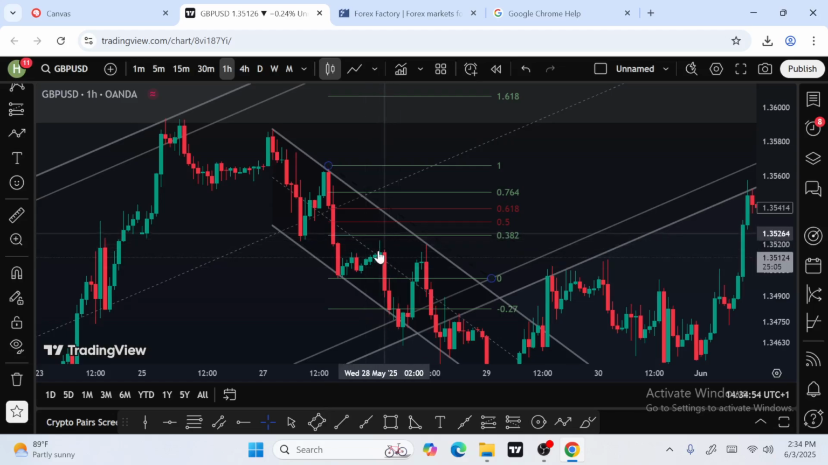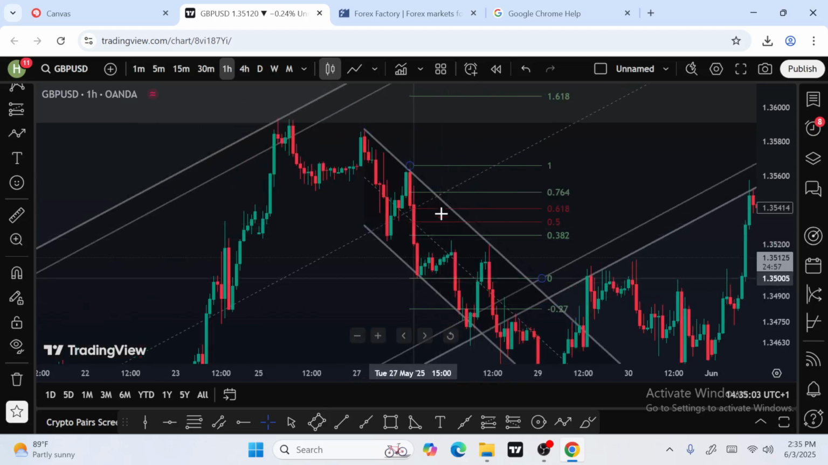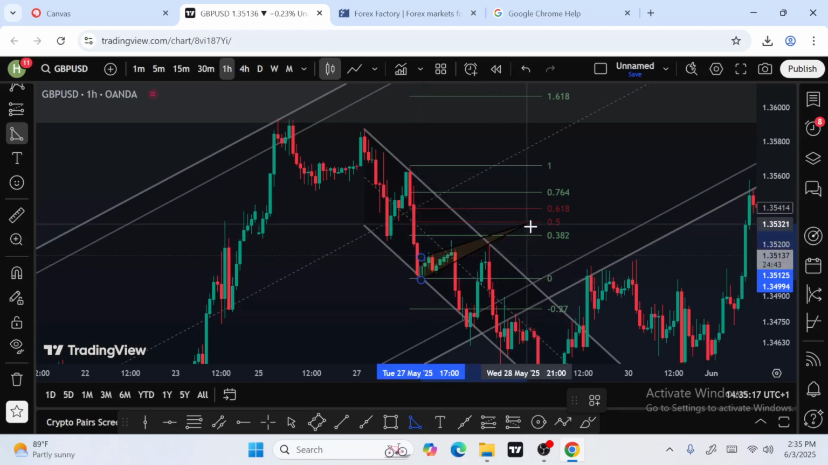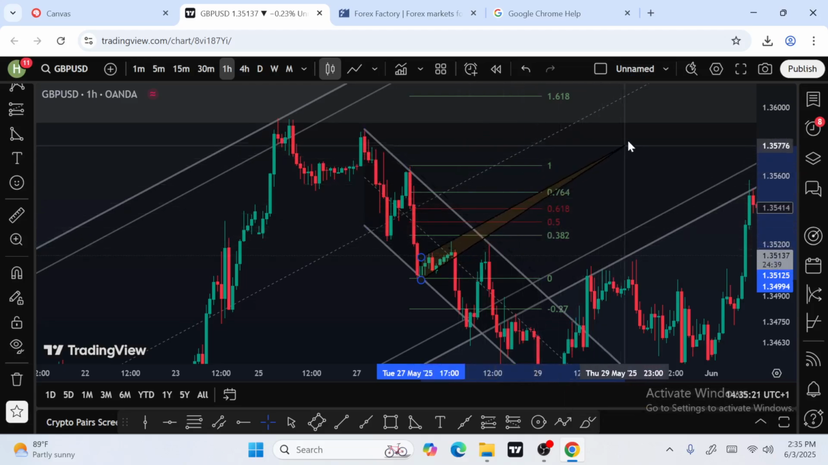Do you see this candlestick pattern? Now it gets to 0 and it gets to minus 0.27. And I can even see a pattern here. Who said rising wedge? This is a rising wedge. Now see this, to this point. Now I have to make sure that it fits into this other one too.